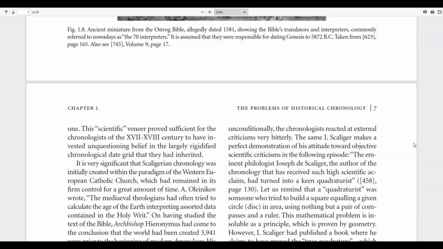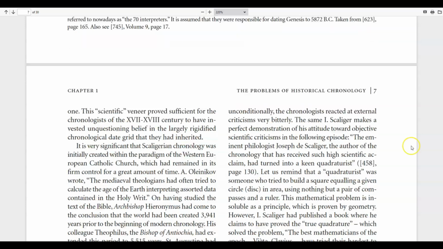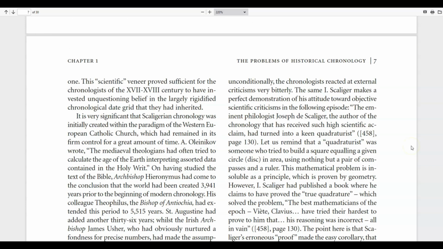This scientific veneer proved sufficient for the chronologists of the 17th to 18th century to have invested unquestioning belief in the largely rigidified chronological date grid that they had inherited. It is very significant that Scaligerian chronology was initially created within the paradigm of the Western European Catholic Church, which had remained in its firm control for a great amount of time.